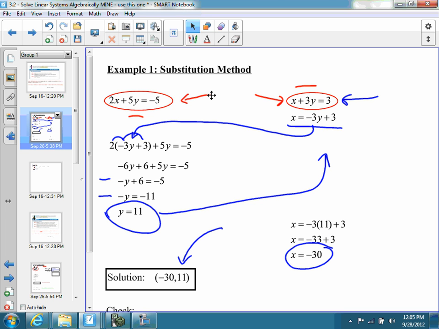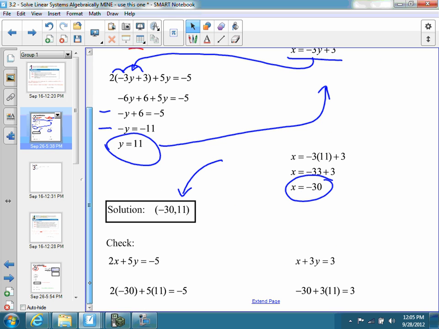Once you get your solution, what do you need to do, other than party? Check it. You need to check your solution, and you need to check your solution in both equations. Go back up to your original equations and check your solution in both. If it doesn't work in both equations, you made a mistake. If it works in both equations, good.